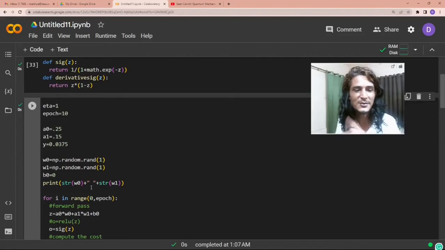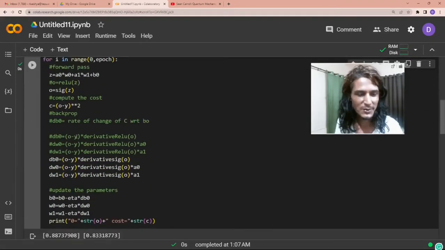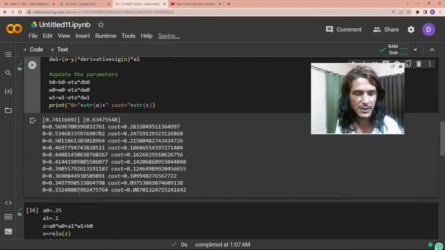Now observe here, with eta equal to 1 and epoch equal to 10, ReLU already got the result, right? But when we used sigmoid, it's not getting the result. This is not the result we were looking for.